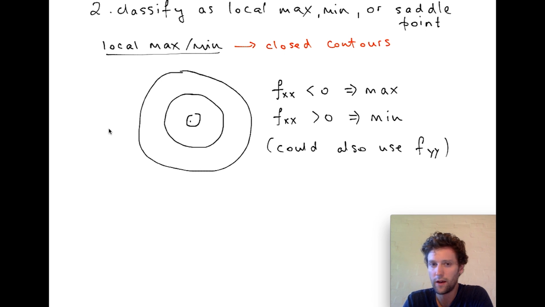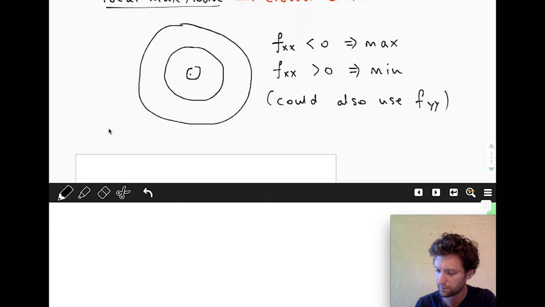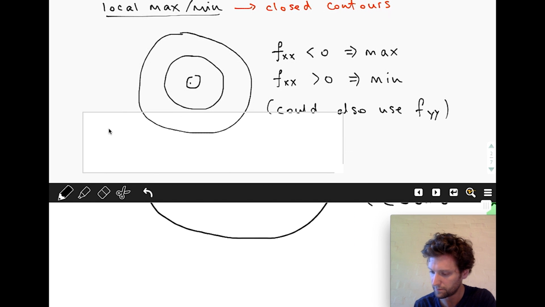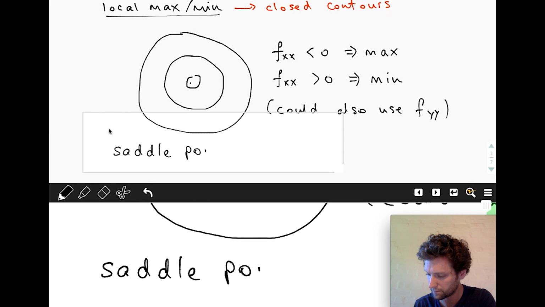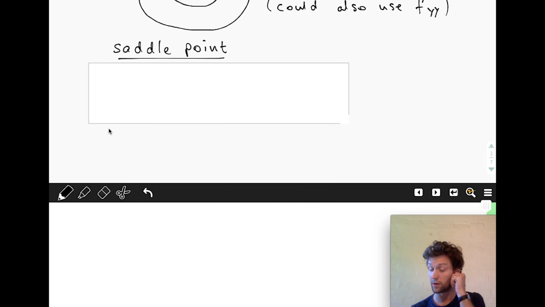Okay, so I said that local maxima and minima always have closed contours. And if I know they've got closed contours, my function has closed contours around the critical point, then I can use the second derivative test to figure out whether I'm looking at a maximum or a minimum. But what happens if I don't have closed contours? What would that look like? Well, that's called a saddle point, and it looks like this. It's the case when we don't have closed contours.